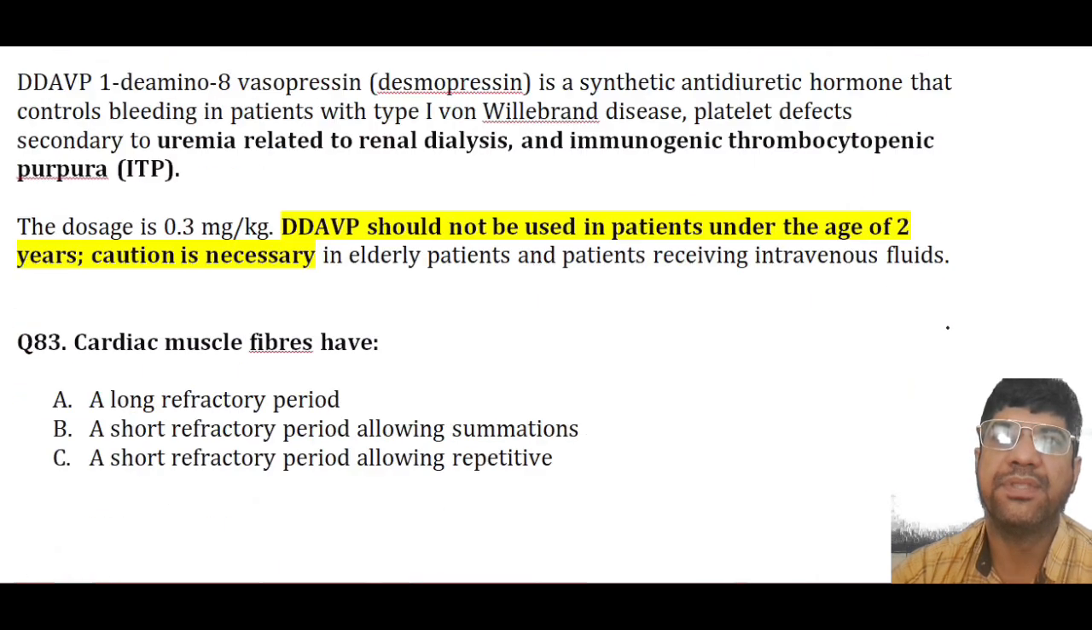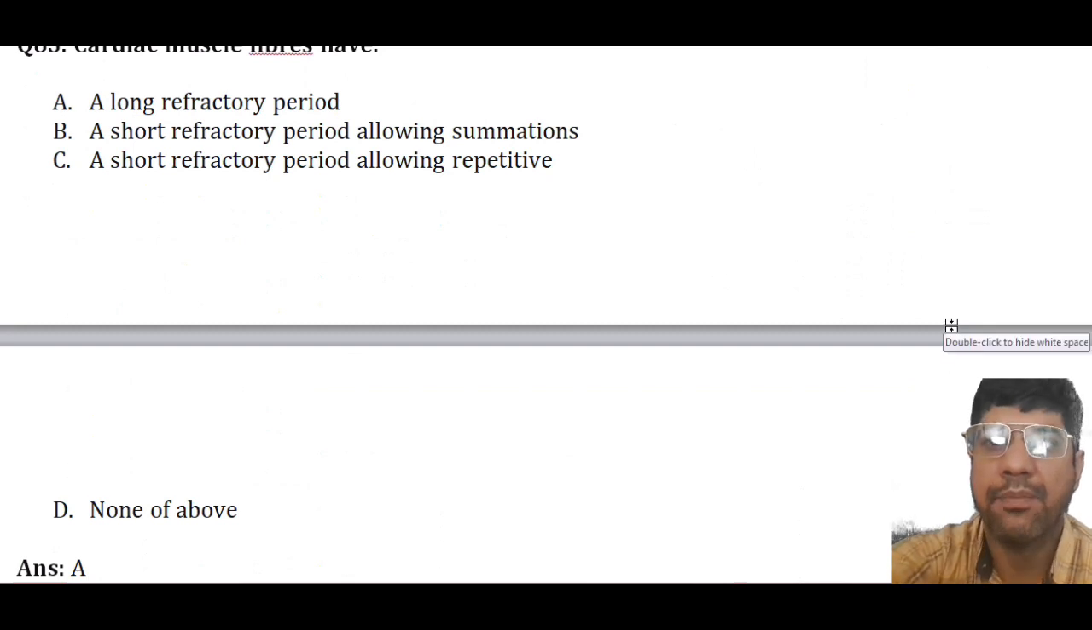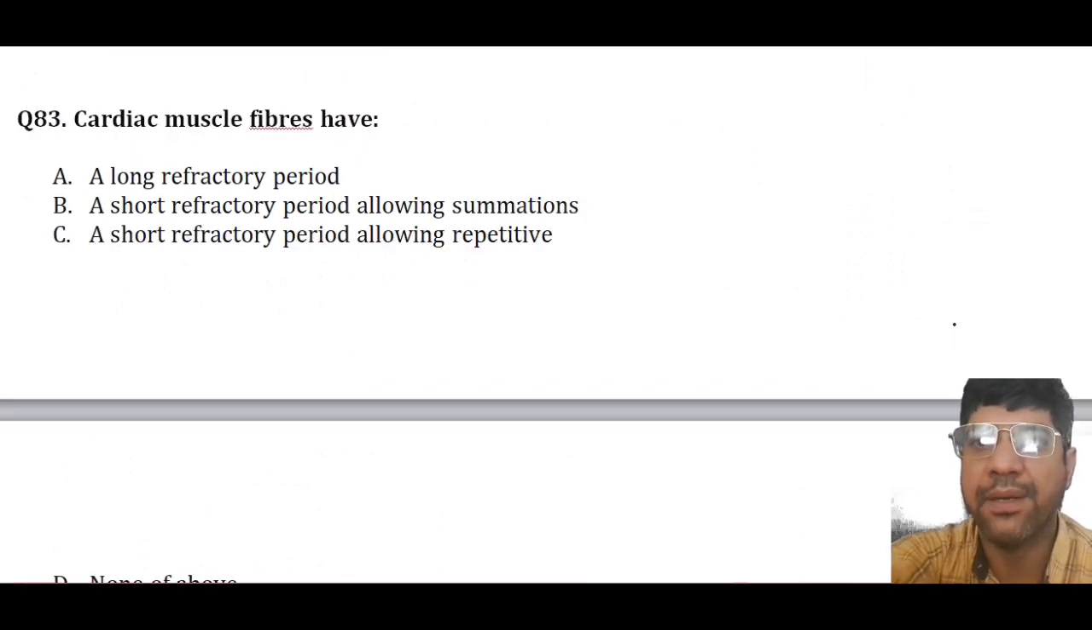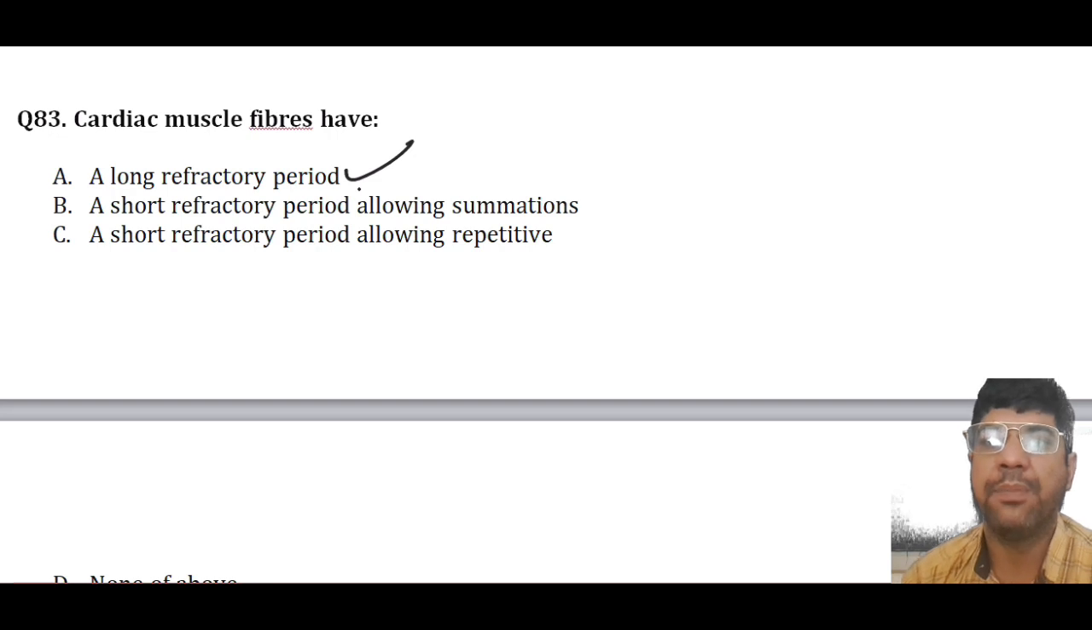Cardiac muscle has a long refractory period. That means that after the cardiac muscle fibers contract, it takes a long time before they can contract again. During the refractory period, the muscle fiber cannot respond to another stimulus, no matter how strong it is. A long refractory period of cardiac muscle is essential for the proper functioning of the heart and its ability to pump blood effectively.